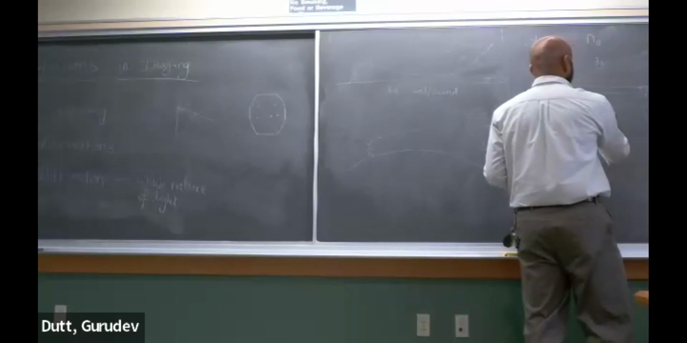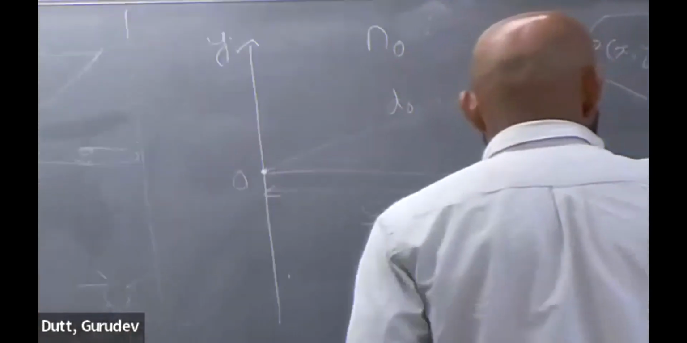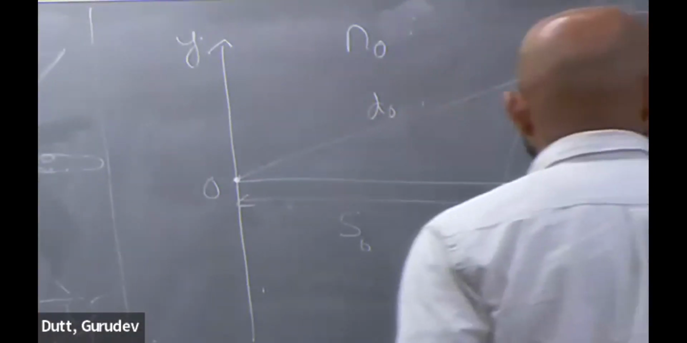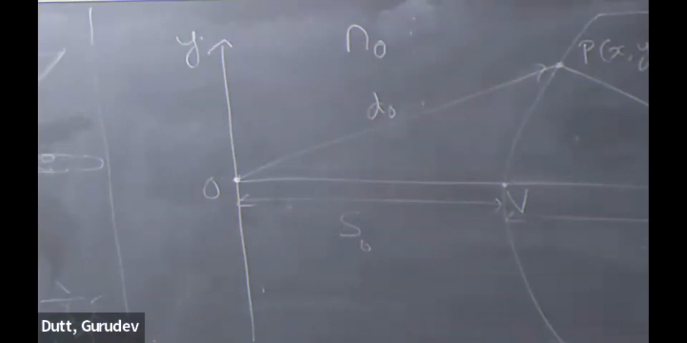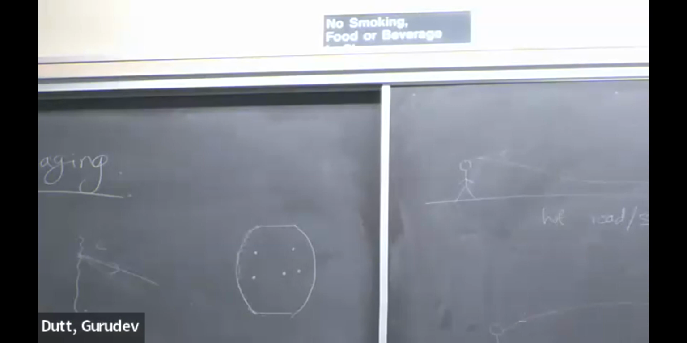Okay, and the distance from O to V is always denoted by S naught, or S O. I guess I end up calling it S naught, but it's really the object distance, S O. And similarly, we have an image distance from the vertex to the image point, which is S I. Okay. And as I said, this medium over here has refractive index n naught. This medium has refractive index n I.